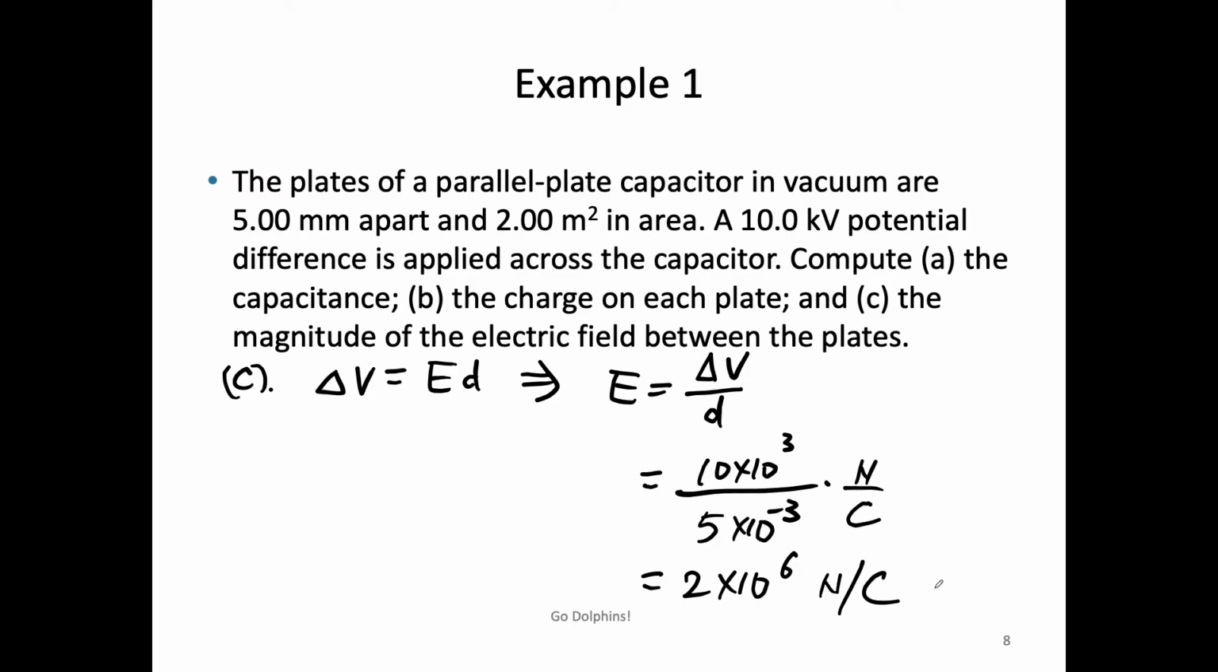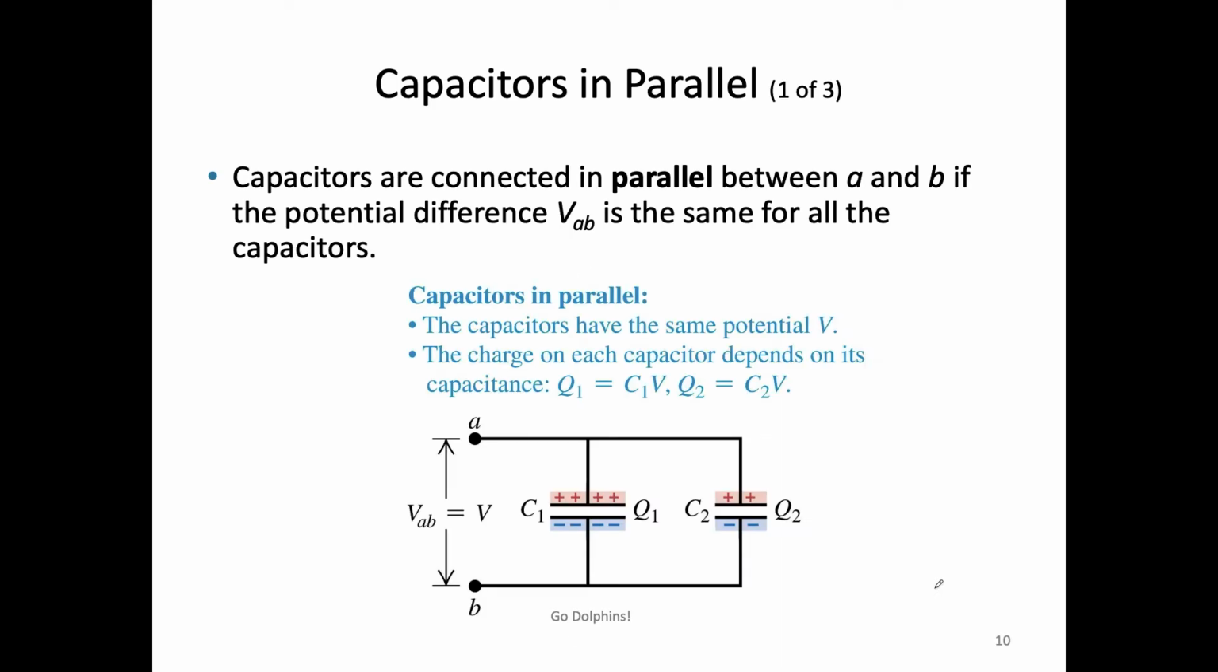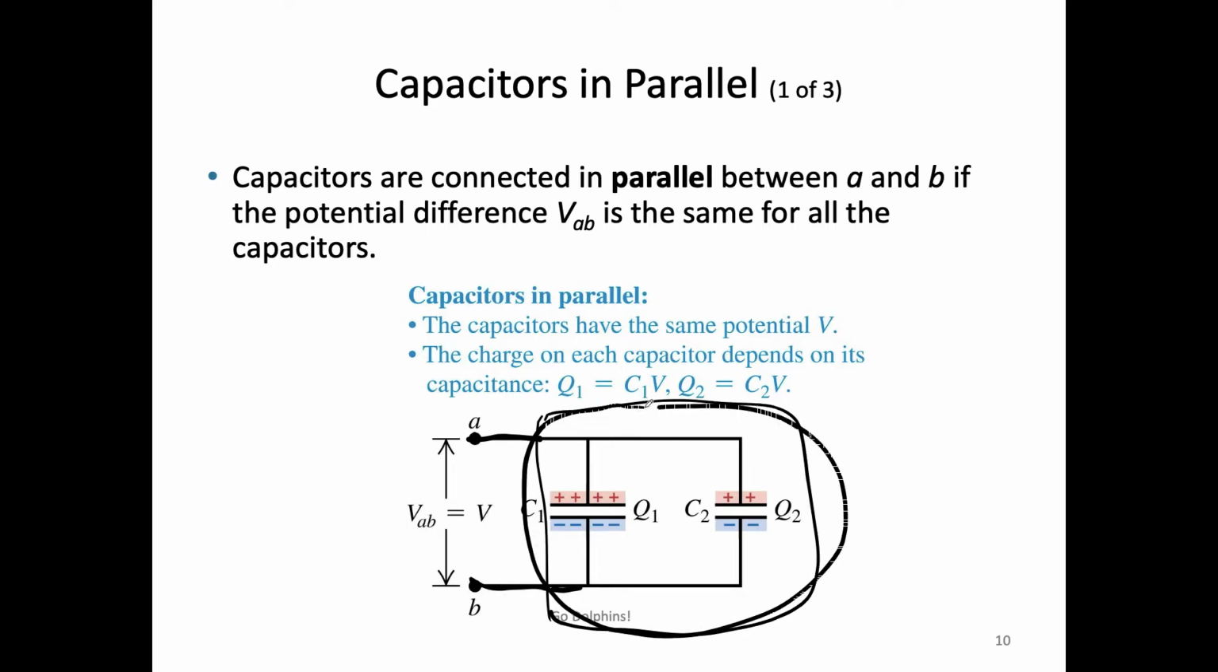This is for one single capacitor. Now, what's going to happen if you have more than one capacitor put in a network? First, let's study what happens if you put two capacitors in parallel. Basically, you connect one end to A, another end to B. What is the capacitance of the capacitors inside this circle?